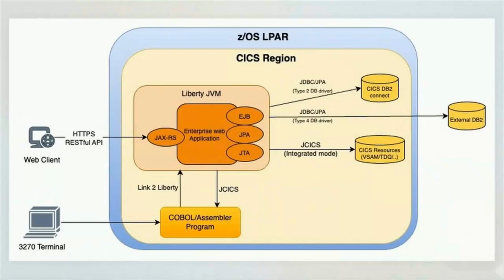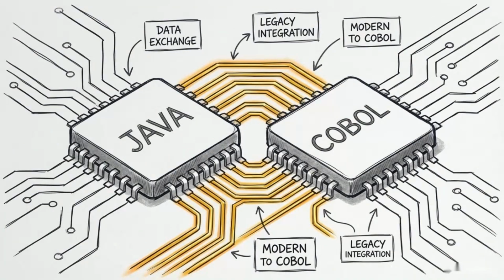To solve this, IBM introduced CICS Liberty. This is a hybrid architecture that embeds a Java application server directly inside the mainframe environment. By co-locating modern Java microservices right next to traditional COBOL programs, you eliminate inter-platform communication latency.